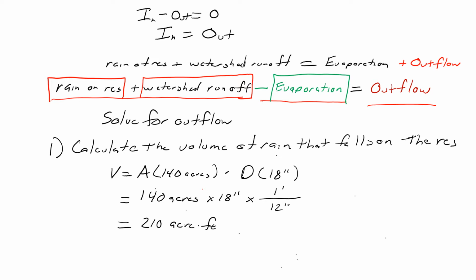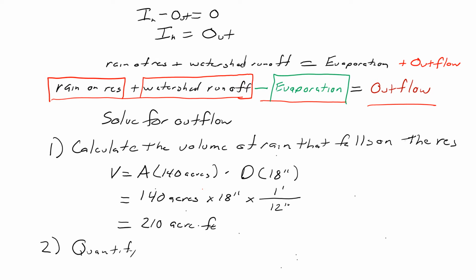And you should get 210 acre feet. That's the volume of water that lands on your reservoir from rainfall. 210 acre feet. Okay? It's a pretty simple calculation, right? Just take your acres times your depth. I gave it to you in inches, so change it to feet. One conversion. We have 210 acre feet. Okay.